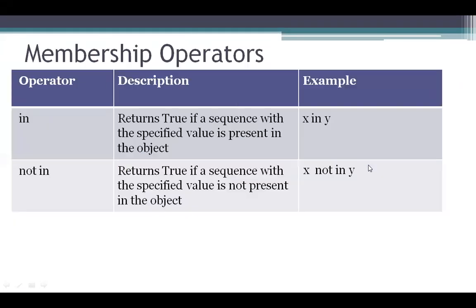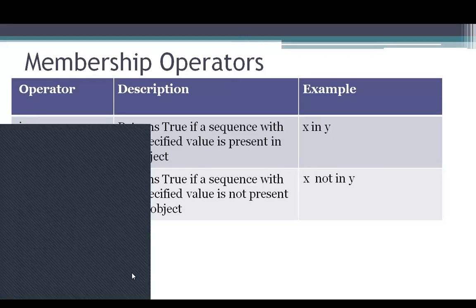The next is membership operator. The membership operator returns true if a sequence with a specified value is present in that object. If it is not, then it returns false. And a complement of it is not in.